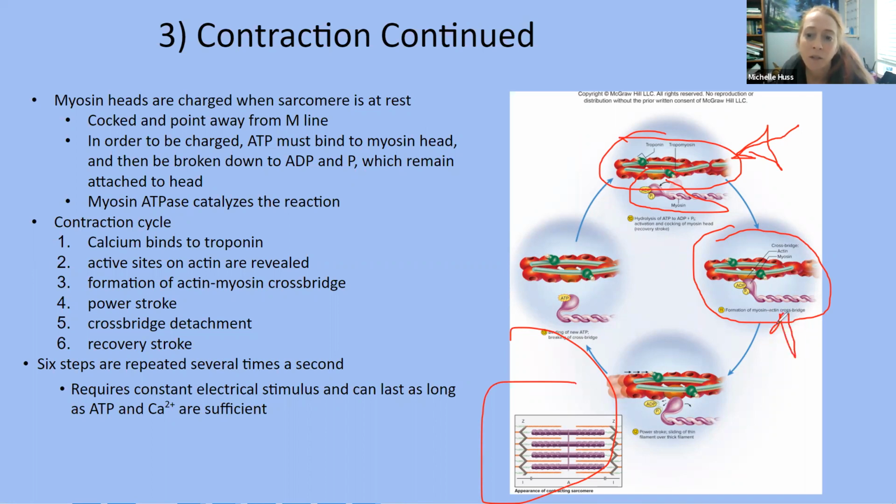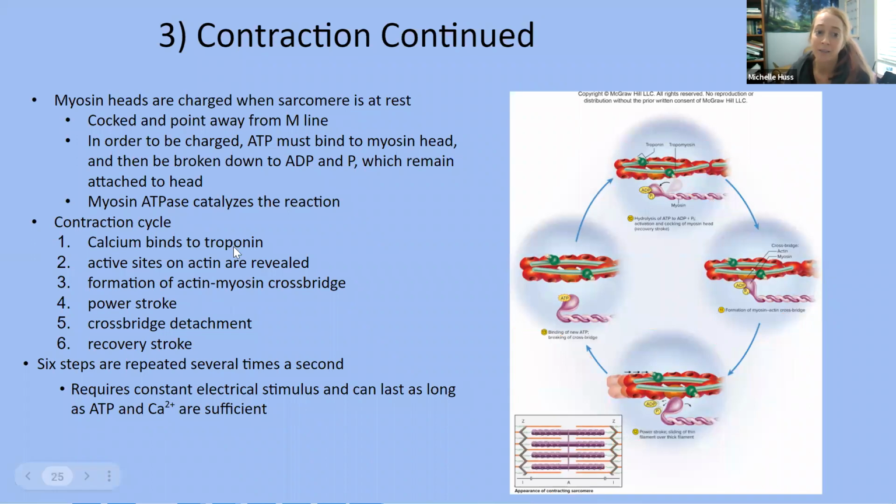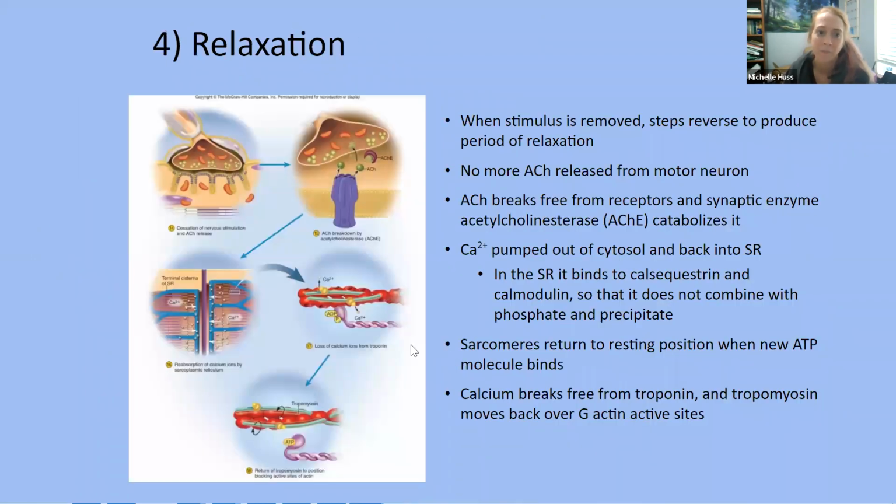Cross bridge formation, this is the power stroke where myosin pulls in and releases ADP. ATP reattaches here, myosin lets go. And we can go back to another contraction cycle, okay? So we did it really fast, and I'd like to see you do this, please.